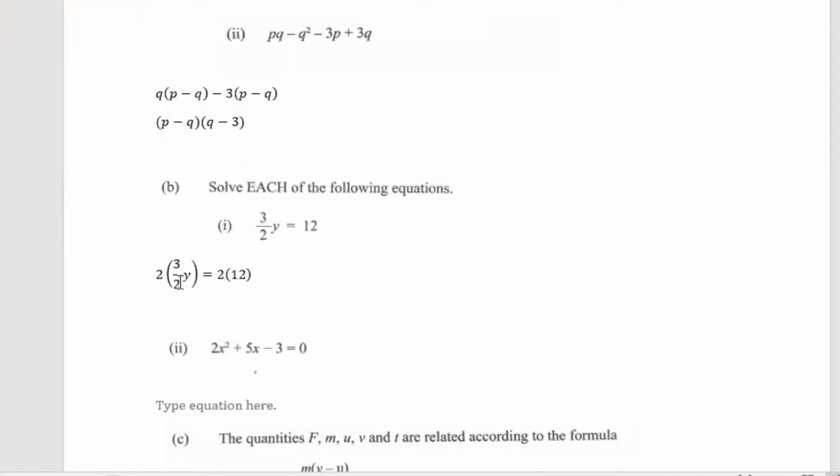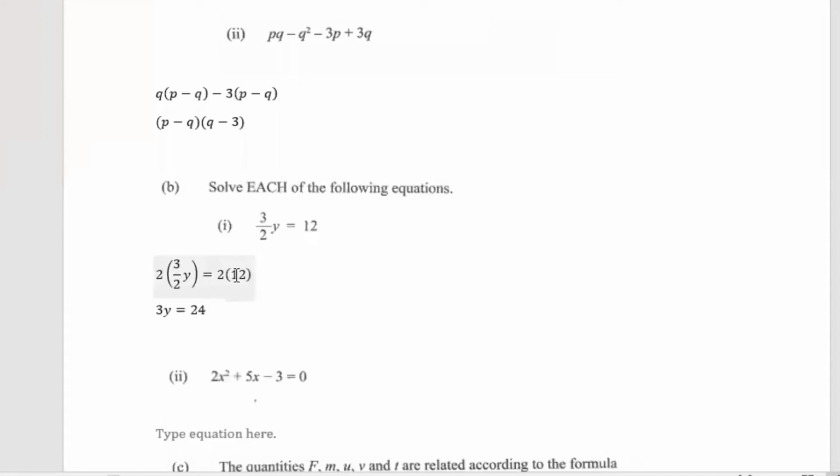So for right here, this 2 can cancel with this 2. So what we have remaining is 3y is equal to 2 multiplied by 12, and 2 multiplied by 12 will give you 24. Yes to that question, you can work it that way as well, and you'll still get the same answer.